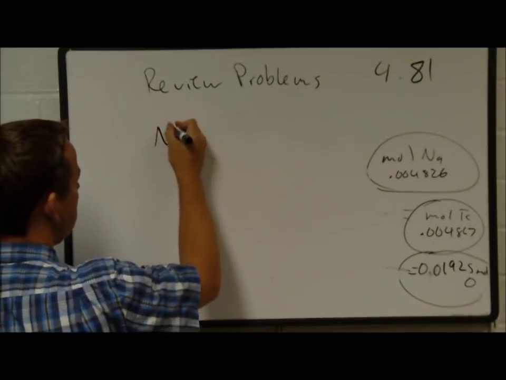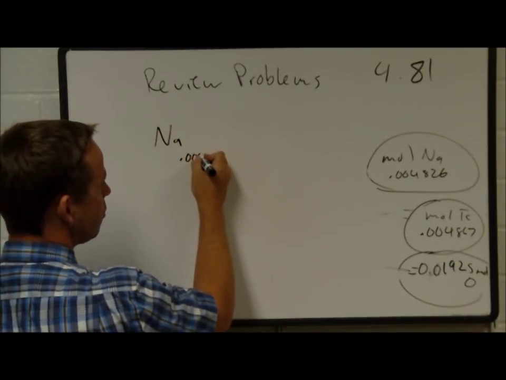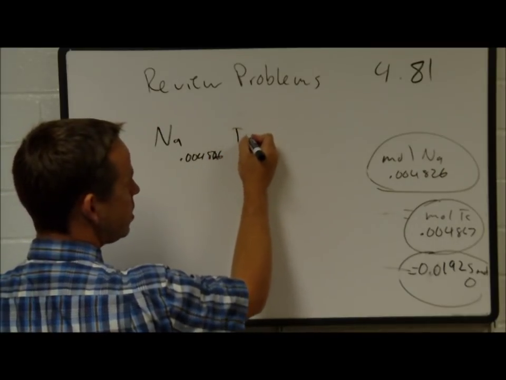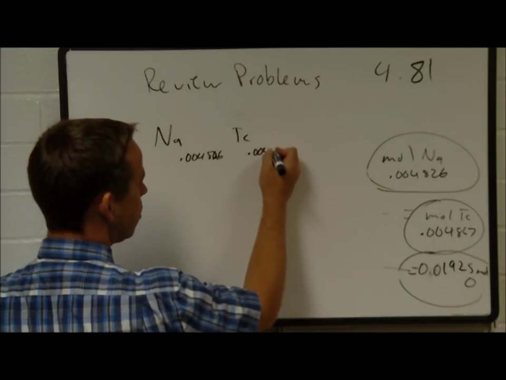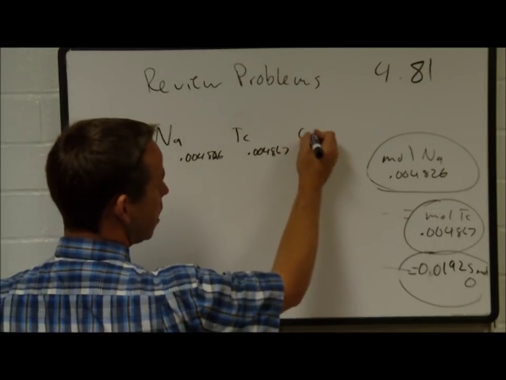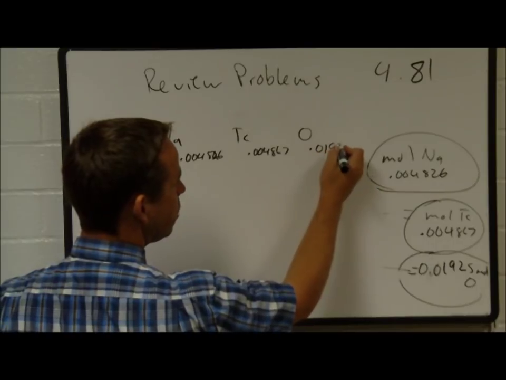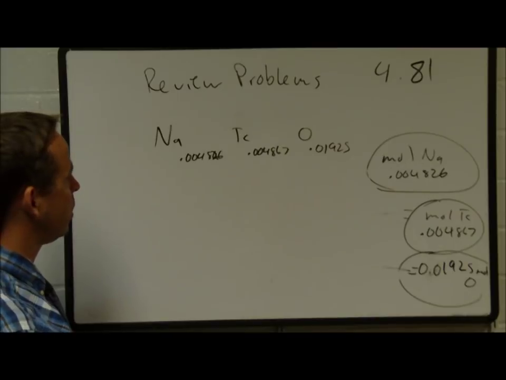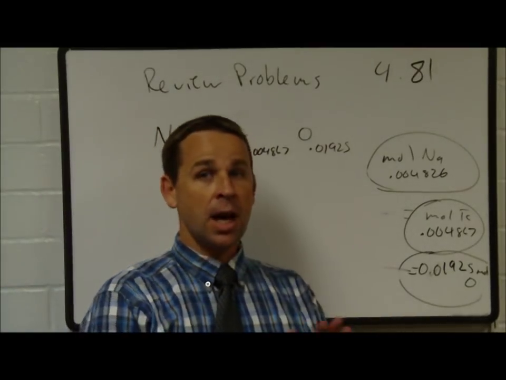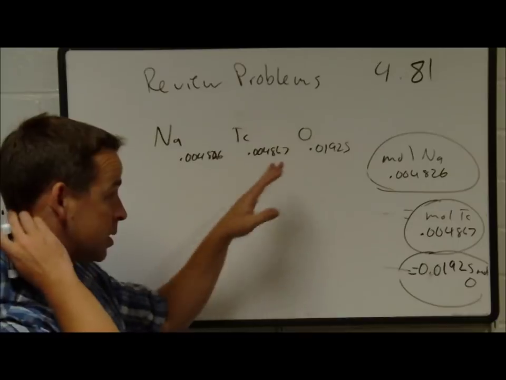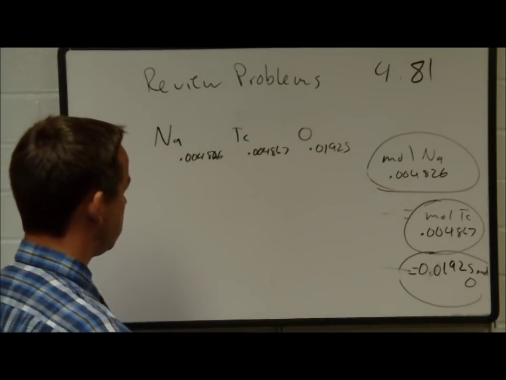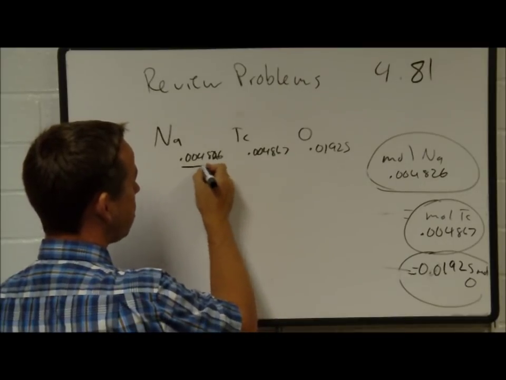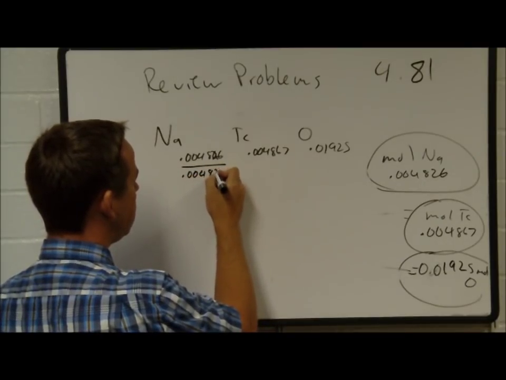So if we knew it was Na 0.004826, Tc 0.004867, and then oxygen 0.01925, those are the molar ratios there, right? That's kind of helpful, but not really, because we need the simplest whole number molar ratio. We can get that by taking the smallest one, and it looks like this is the smallest one, and dividing them all by the smallest one.